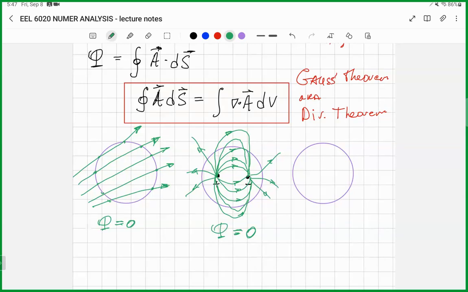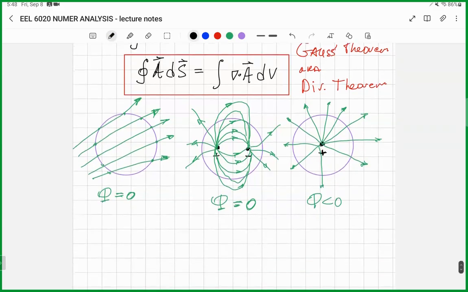And in contrast, for example, if I consider only one charge located somewhere inside the surface, let's say a plus charge, it creates only these field lines that go out from the surface like this. And in this case, obviously, we have no field lines that go in, only lines that go out. And in this case, the flux is not equal to zero.